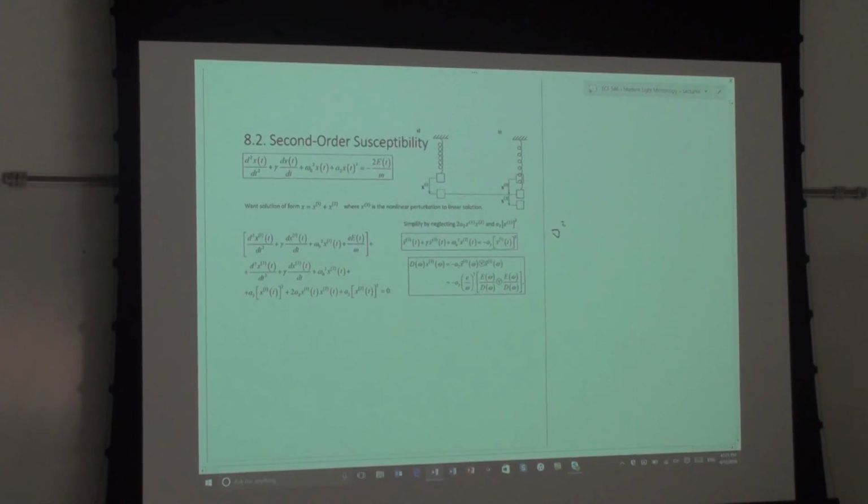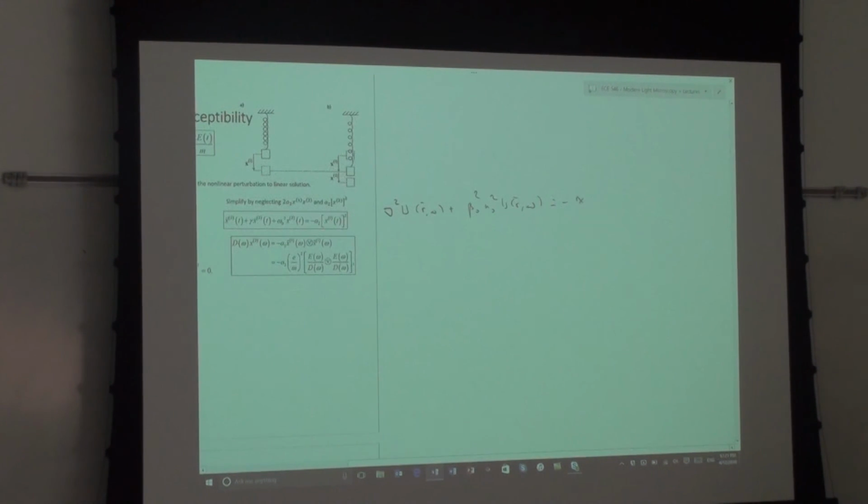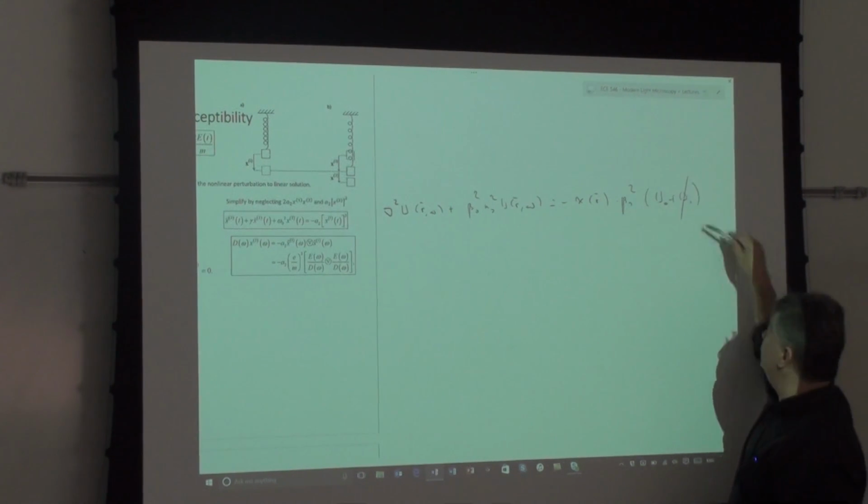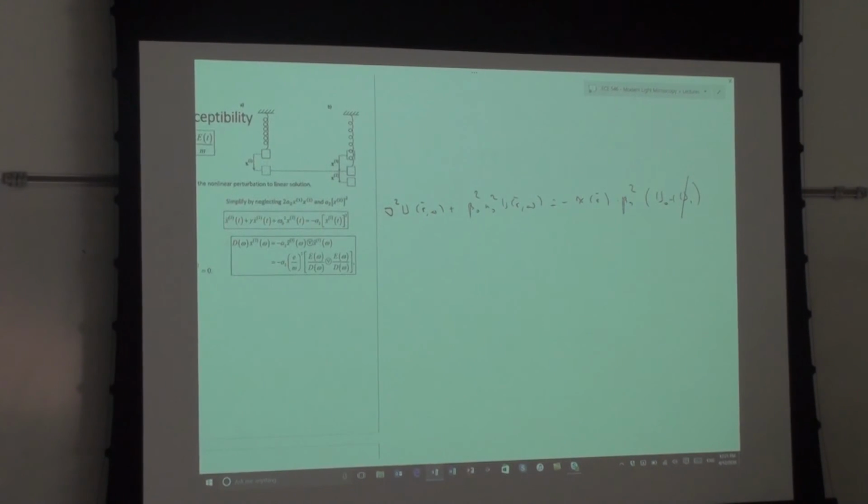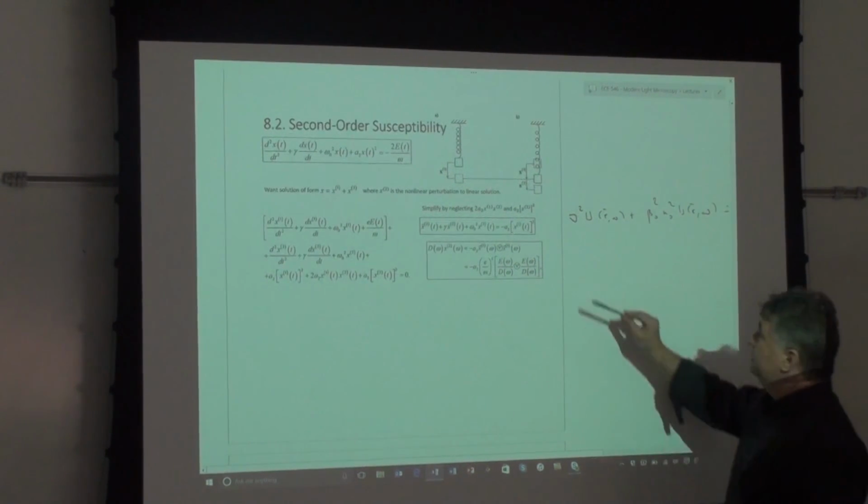So we had this: Laplacian of u of Rn omega plus beta naught squared, and here we had n naught squared u of Rn omega. And we moved the inhomogeneous part to the right, and we had minus chi of r. We had beta naught squared here. And here we are supposed to have u1 plus u naught. We said, inside the scattering medium, pretty much my plane wave stays undepleted, approximately. So in the source term, we deleted U1. It's exactly the same approach of first order perturbation theory that we're going to use here.